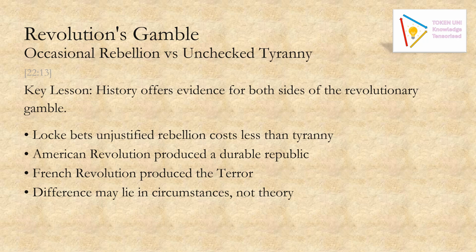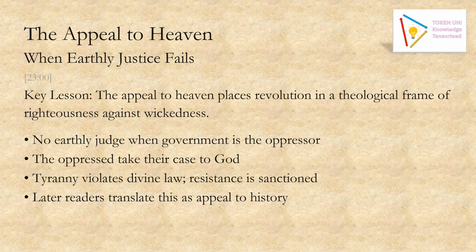The appeal to heaven. Locke uses a striking phrase for the right of revolution, the appeal to heaven. When there is no earthly judge, when the government itself is the oppressor, and there is no higher authority to which the aggrieved can turn, there remains one tribunal, God. The oppressed appeal to heaven. They take their case to the ultimate judge and act accordingly.